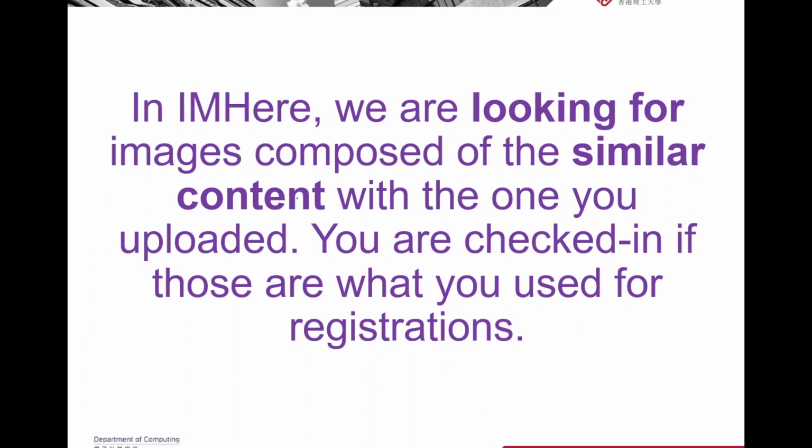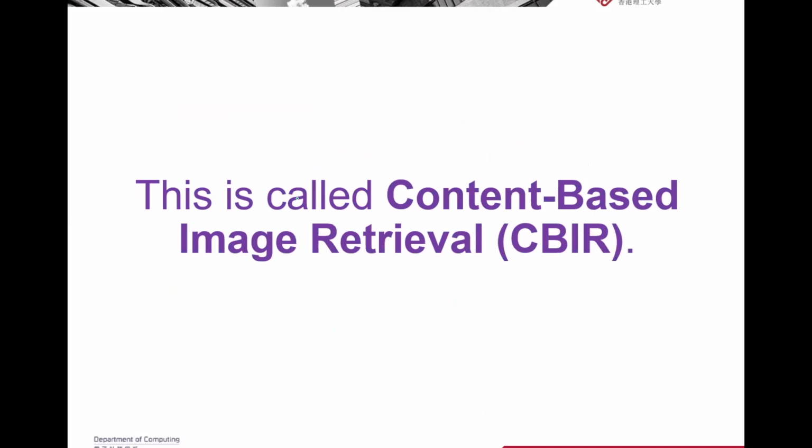And image retrieval works in a very similar way. You upload one image, and then you extract the feature vector of this image and compare it back to all the feature vectors in your database. And based on the similarity, you can put together a ranked list to return to the user. Okay. This is actually called content-based image retrieval.